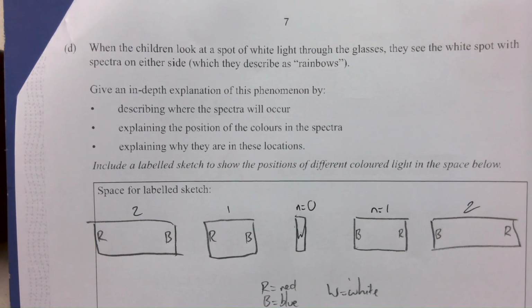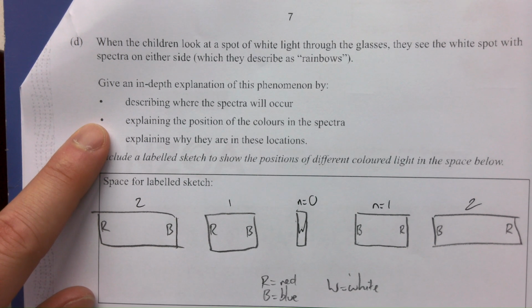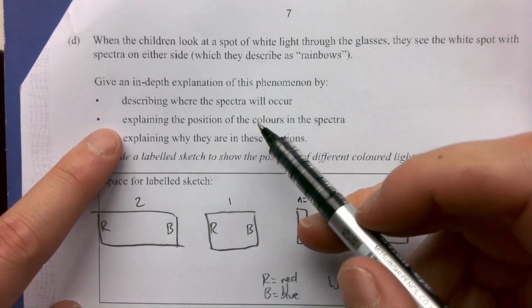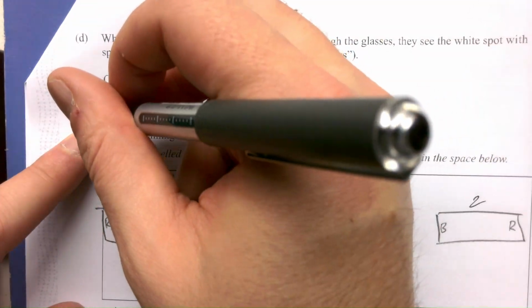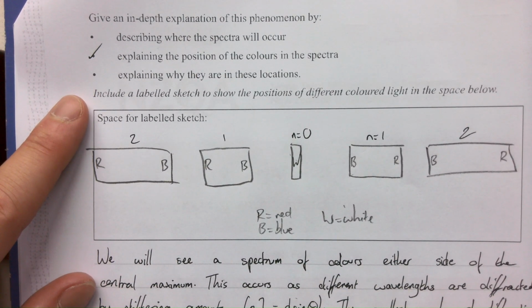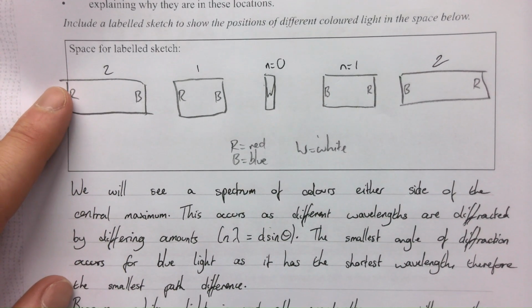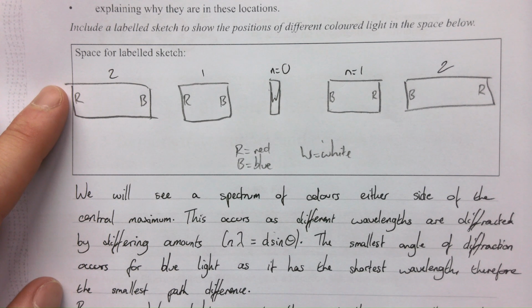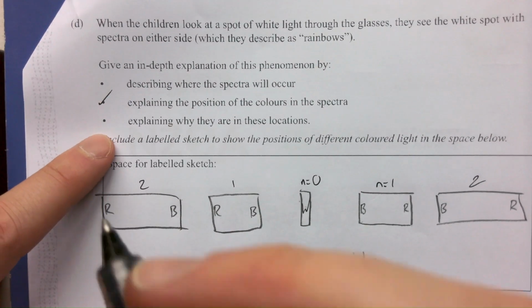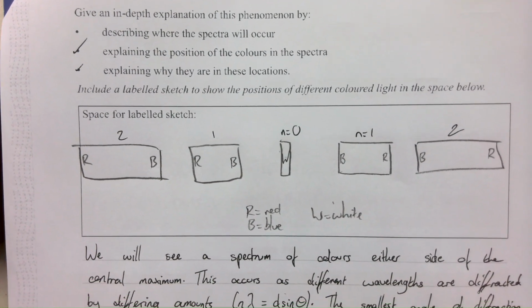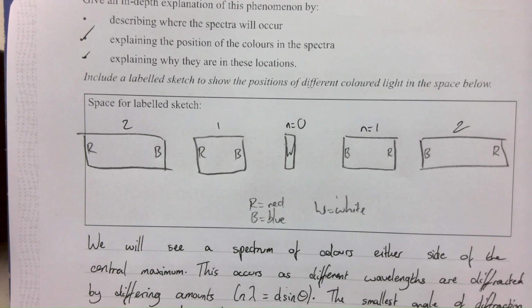And then, have we done everything? Have we described where the spectra will occur? No, we've explained the positions of the colours in the spectra. We've said why they are that way, because blue light's the shortest wavelength, therefore the smallest path difference, therefore the smallest angle of diffraction. And if you said the same or the opposite for red, that'd be fine as well. I haven't really explained where the spectra will occur. Okay, I'm going to go back and do that. Yeah, so I need to explain that.